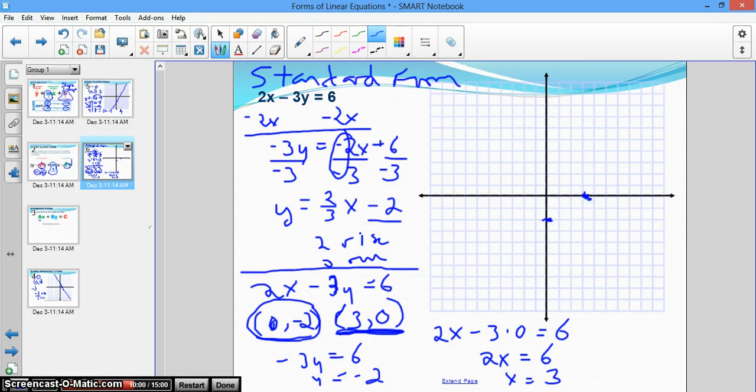Exact same thing. So we can connect our line points. That would be a segment. So we continue them out to make it a line. And we have the line drawn from the standard form.